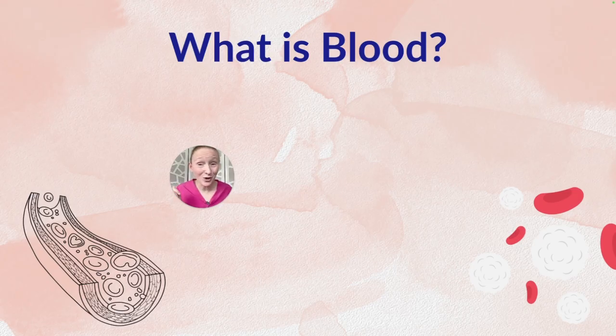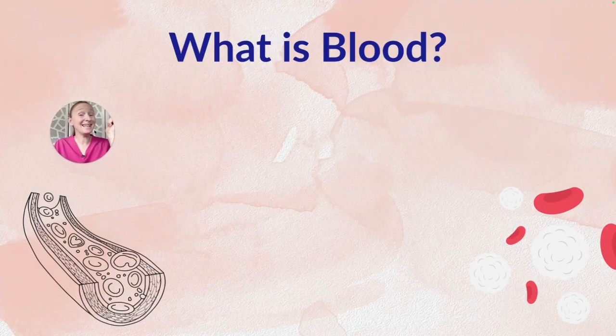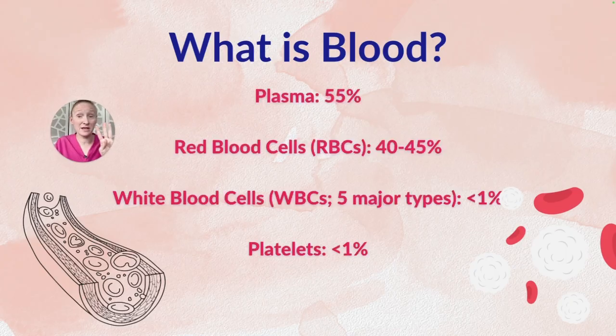And I bet you don't know. Tell me in the comments if I'm wrong and you really do know. Most people think of blood as that red stuff that comes out of us when we get cut. But it's actually more than that. Blood is not one single thing. It's a group of things, a group of 4 things to be exact.